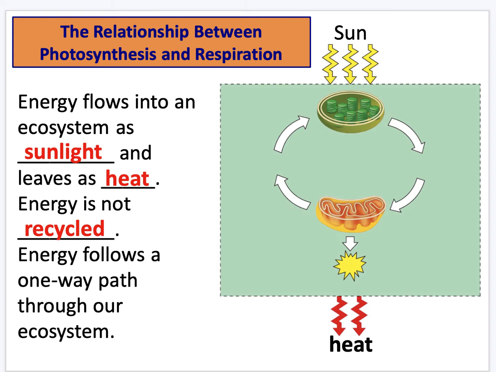So, as I was beginning to say, photosynthesis and cellular respiration are tied together because what is ultimately made by photosynthesis is one of the starting products for respiration. It says energy flows into an ecosystem as sunlight and leaves it as heat. Energy cannot be recycled. Energy follows a one-way path through our ecosystem.